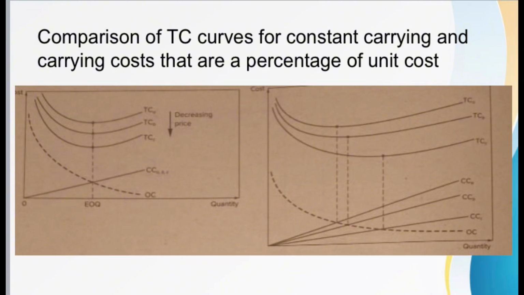Ordering cost or OC decreases as quantity increases. Carrying cost or CC increases with the quantity. EOQ is the optimal order quantity where the total cost is minimized. An arrow down indicates decreased price, which affects the total cost curves.